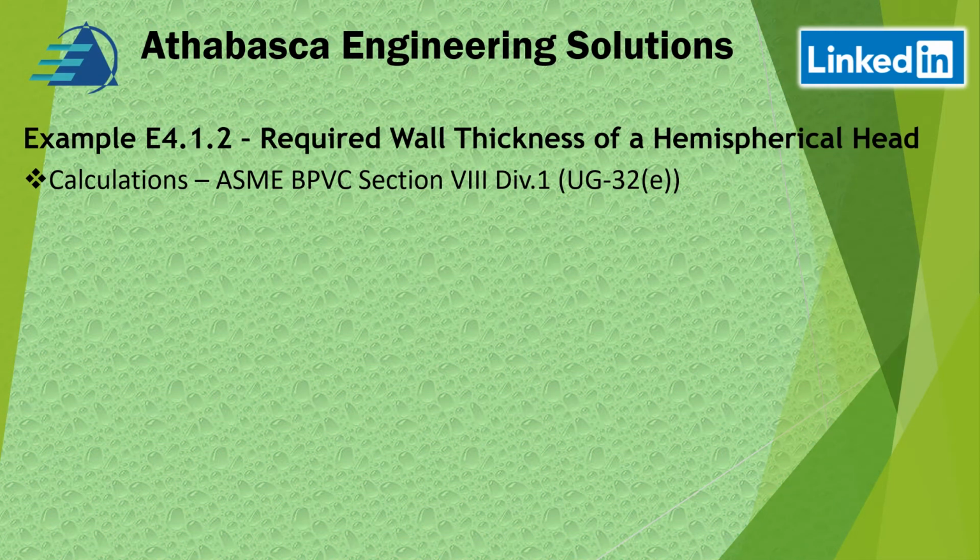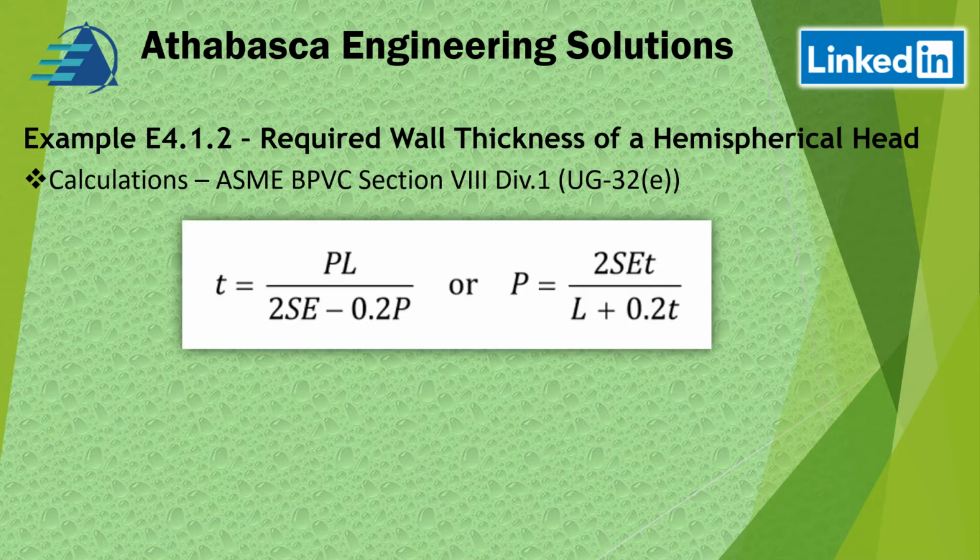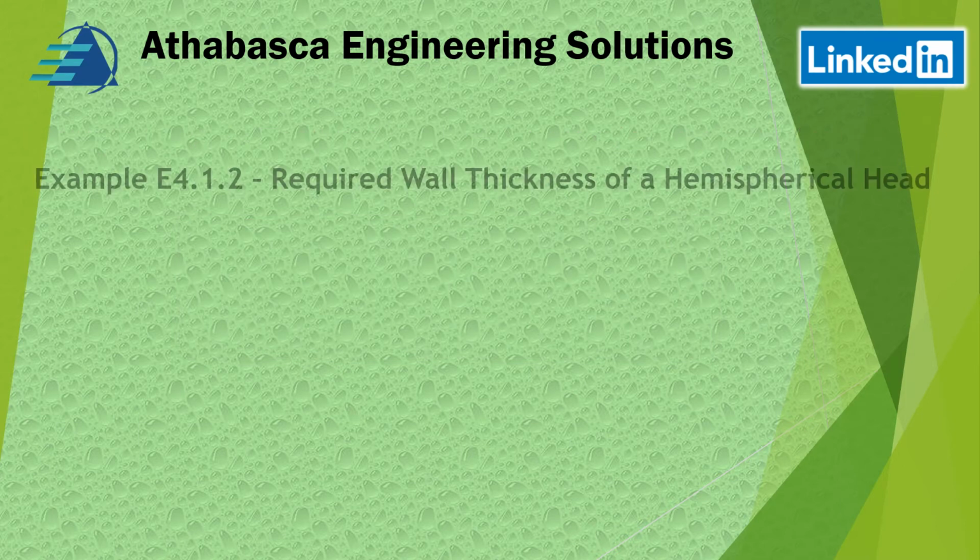The Boiler and Pressure Vessel Code, Section 8, Division 1, UG-32(e), has a couple of different equations for different head configurations and shells. When we go to the code, Part E has to do with hemispherical heads. They have two equations there: you can use one to determine the thickness, or you can rearrange the equation and determine the pressure. Now we're going to continue on with the example.